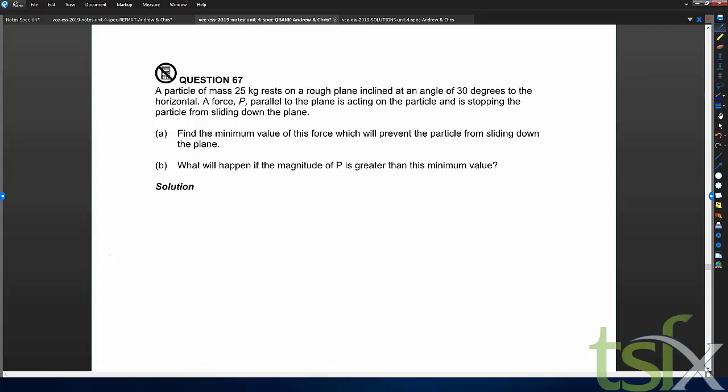Okay. All right, so we had a particle of mass 25 kilograms resting on a plane of angle 30 degrees. And there's our particle. It is 25 kilograms, so I'm going to call that 25G. A force P parallel to the plane is acting on the particle and is stopping the particle from sliding down the plane. So we've got this P.